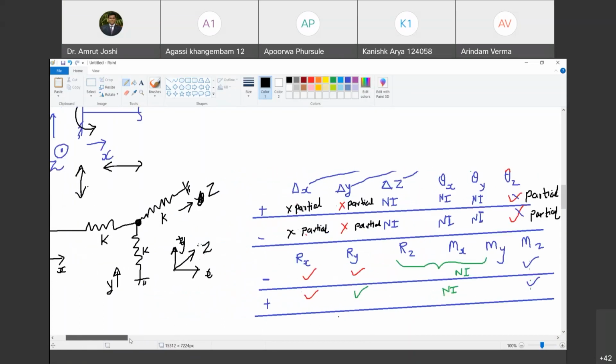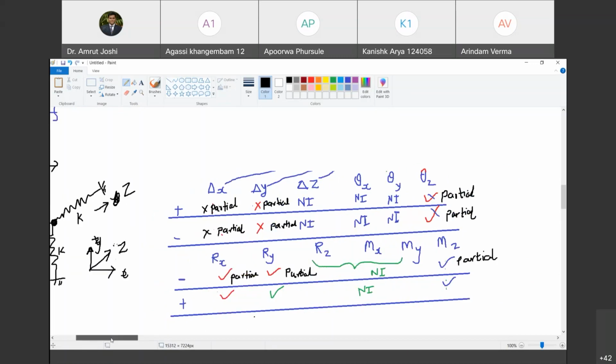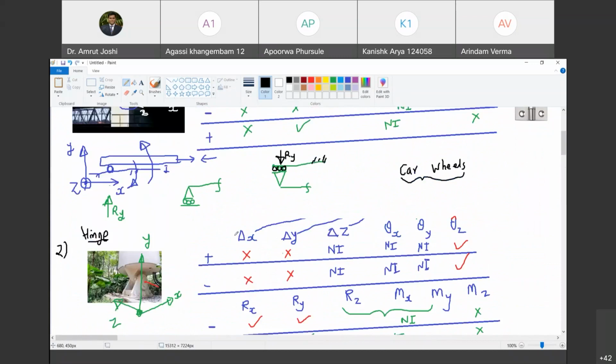So what can you say about Rx, Ry and Mz? So Rx positive, negative, both are possible corresponding to the partial restraint. Are you with me? So Rx will be there corresponding to the partial restraint on delta x. Similarly, Ry will be there corresponding to the partial restraint on delta y, and Mz also will be there corresponding to the partial restraint on theta z. Do you agree with me? Okay. So we are done with the supports that we were to discuss.